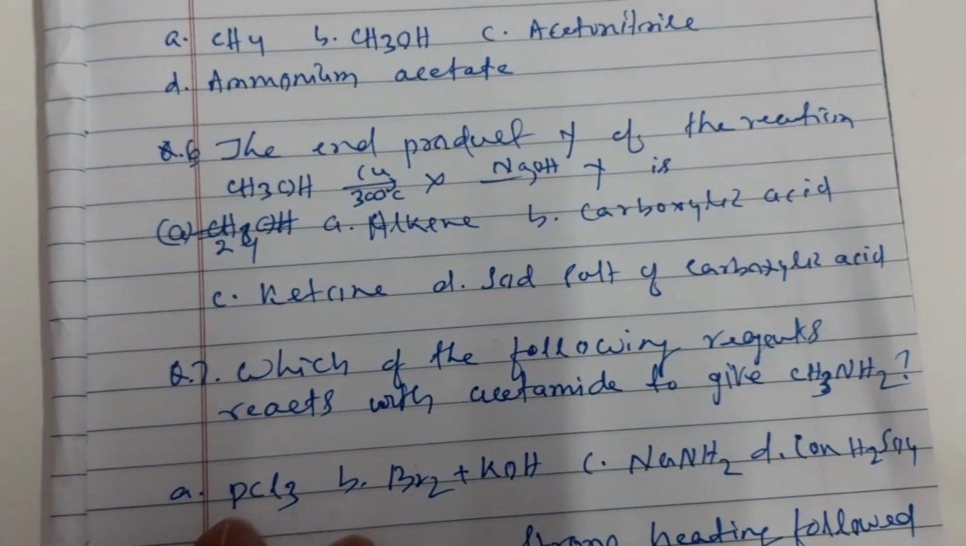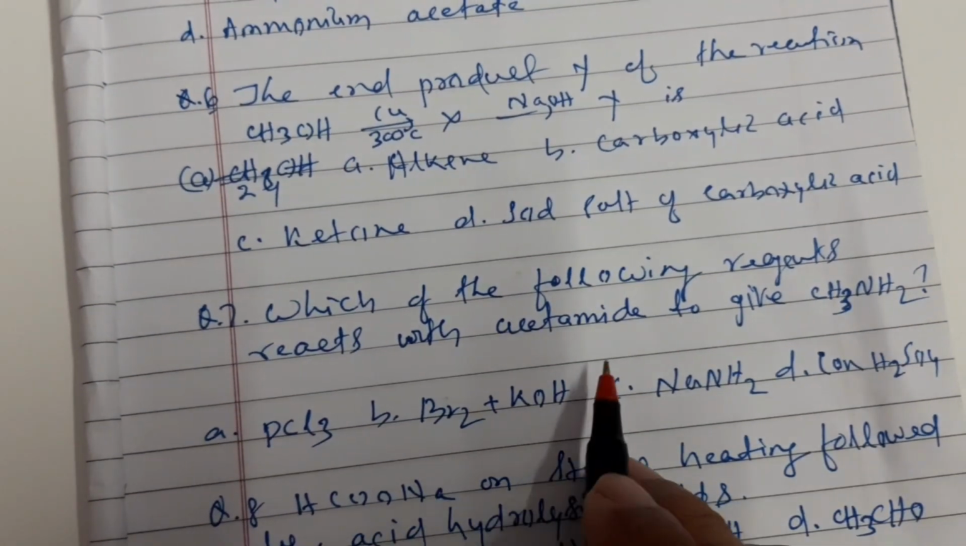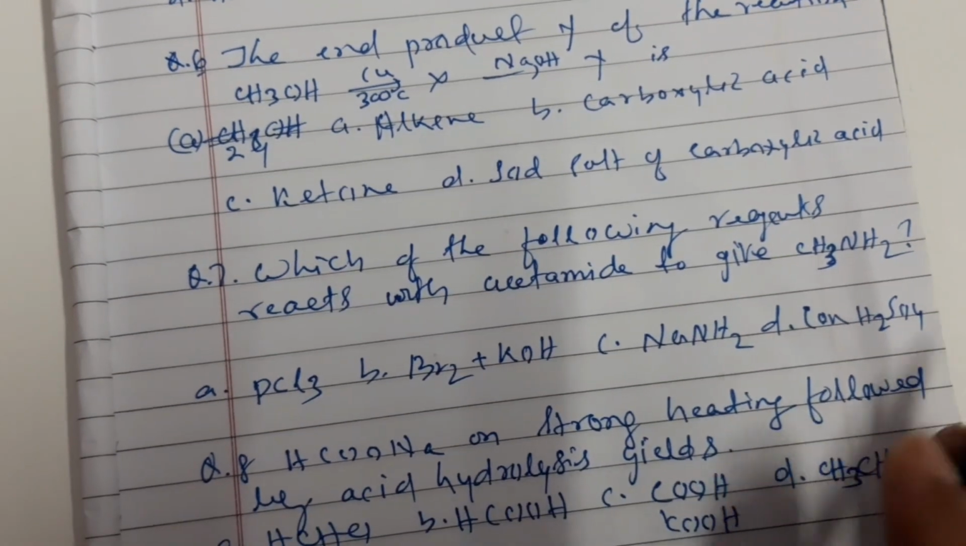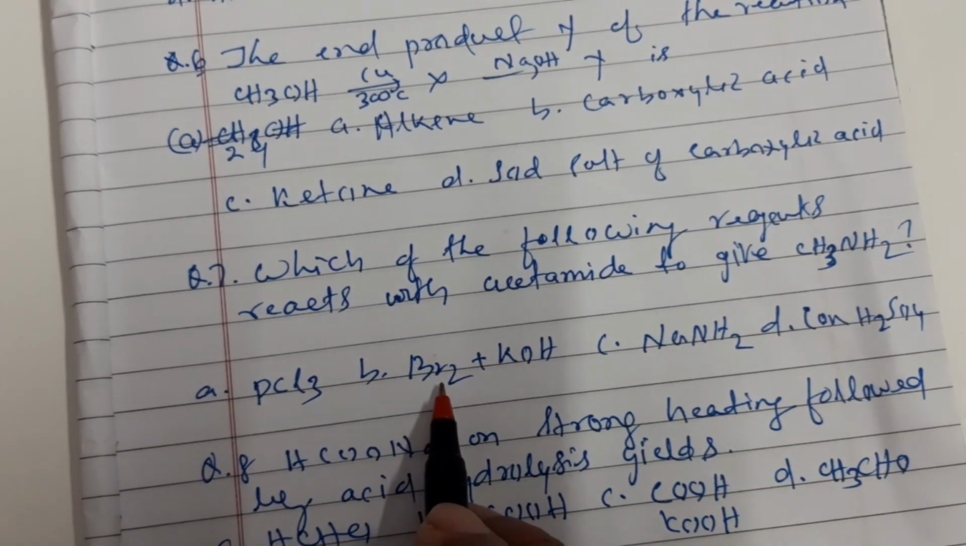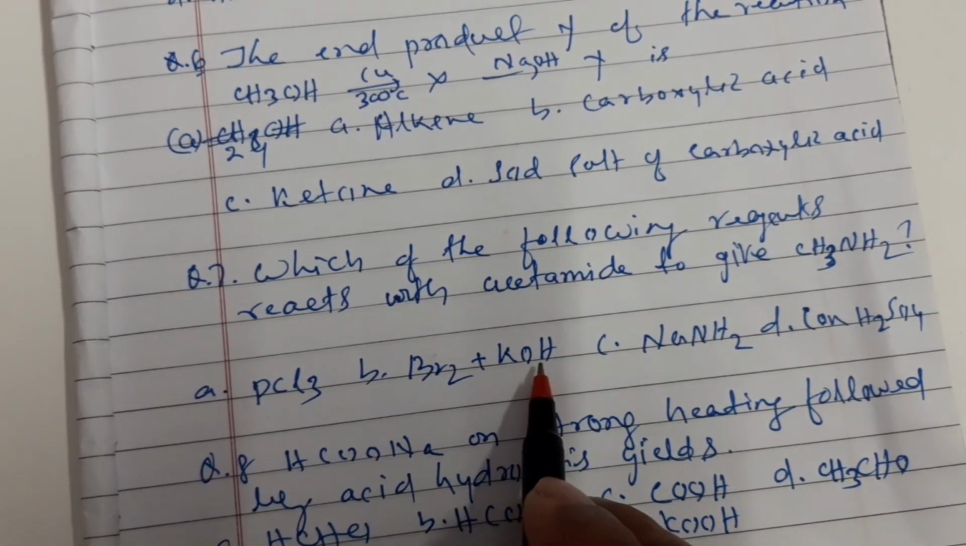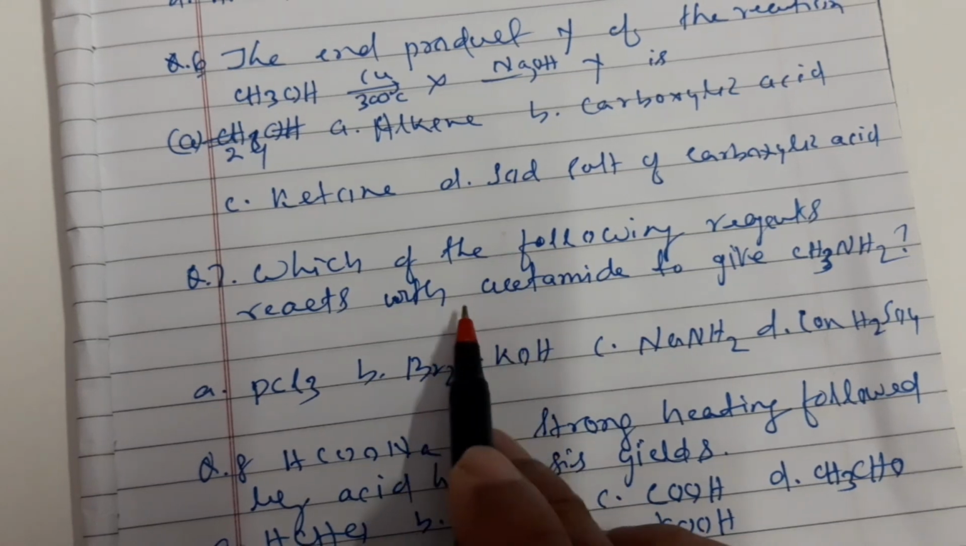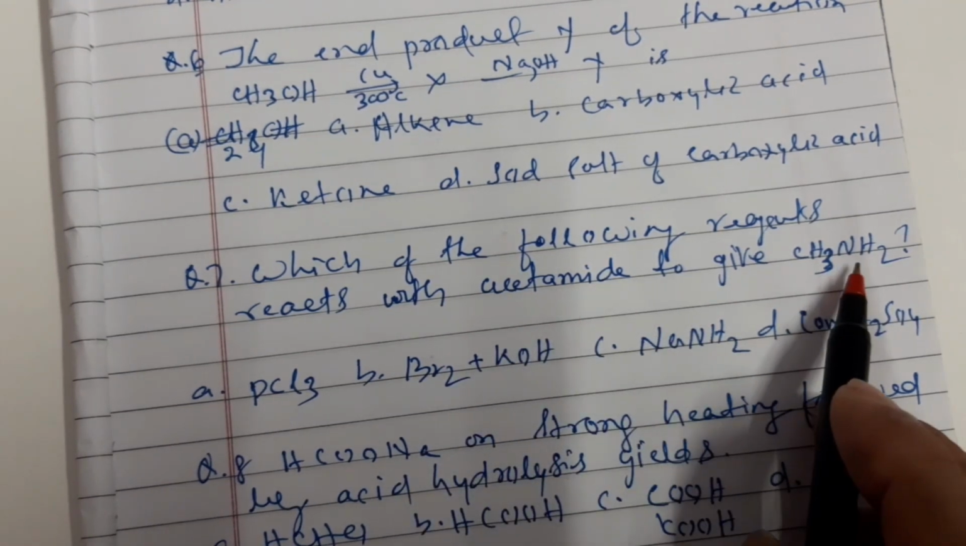Okay, students. Next question. Which of the following reagents reacts with acetamide to give an amine? This is the Hofmann bromamide reaction, bromine with potassium hydroxide. This is a degradation reaction, so one carbon atom will be less. Acetamide has 2 carbon atoms and methylamine has 1 carbon atom.